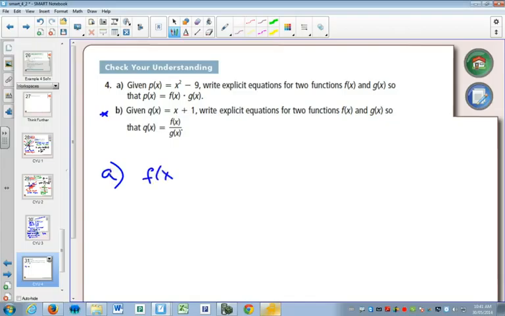So we need to figure out an f of x and a g of x so that when we multiply these together, you get x squared minus 9. We're going to do two different non-zero or non-constant functions first, and then we're going to look at what would be the easiest thing to write if you had this question.